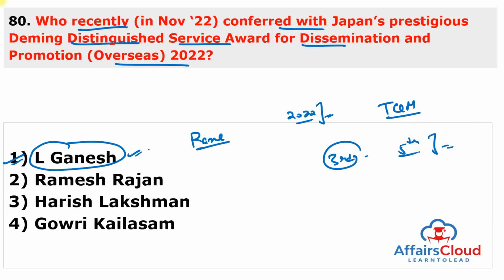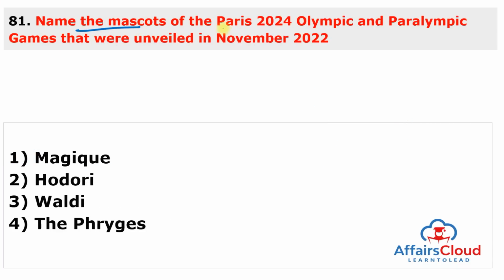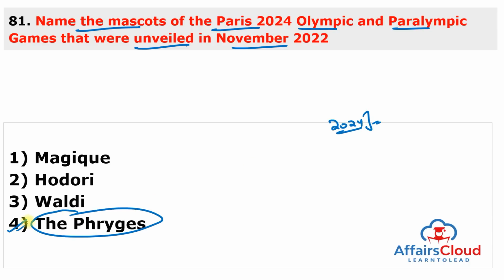Moving to the next question. Name the mascots of the Paris 2024 Olympic and Paralympic Games that were unveiled in November 2022. So remember, the president of the Paris 2024 Organizing Committee for the Olympic and Paralympic Games unveiled the mascot for Paris 2024 Olympic and Paralympic Games, the Phryges. So the answer of this question is 4, and this was launched in Paris, France.